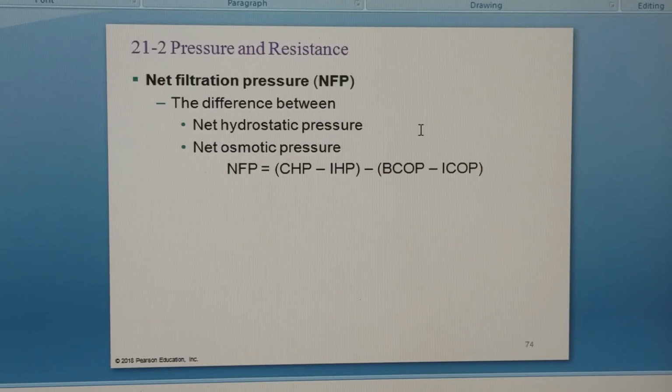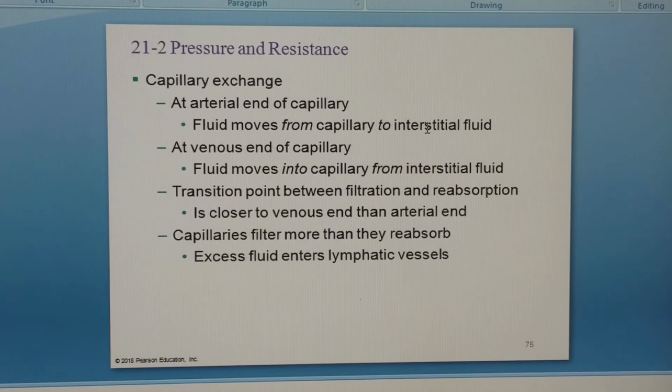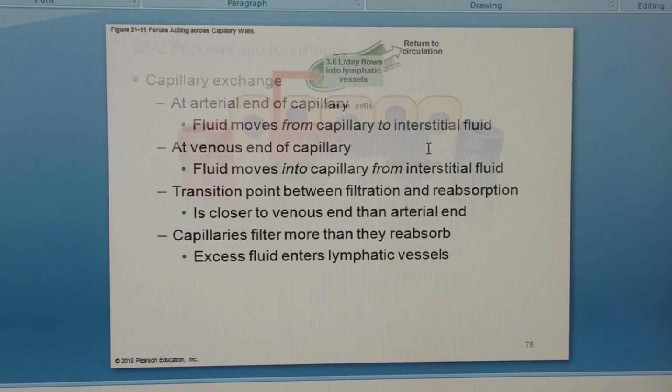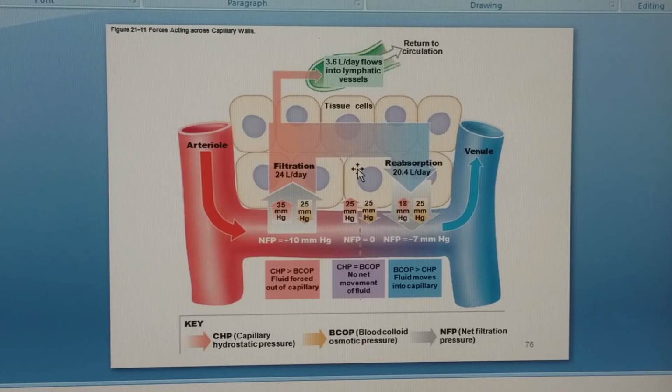The NFP, the net filtration pressure, is the difference between the net hydrostatic pressure and the net osmotic pressure. Capillary exchange: at the arterial end of the capillary, fluid moves from the capillary to the interstitial fluid. At the venous end of the capillary, fluid moves into the capillary from the interstitial fluid. And we call that filtration and reabsorption.